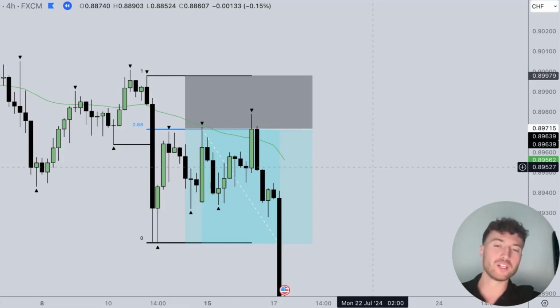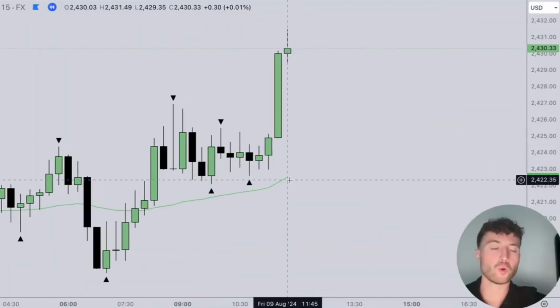Now let's head over to a buy example. Okay, so now let's look at a long trade example. This is on gold, XAU/USD, on the 15-minute time frame. So this is my day trading strategy.